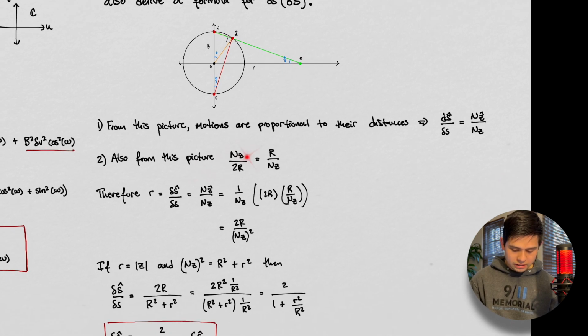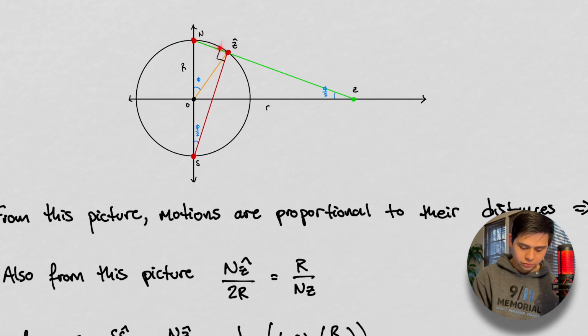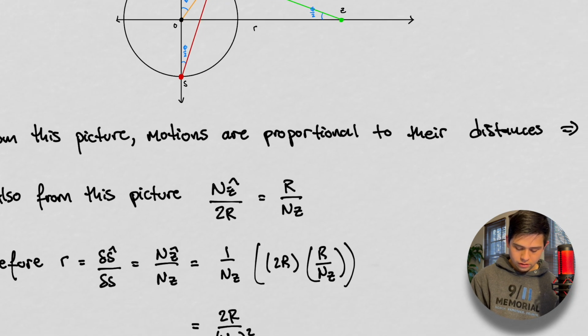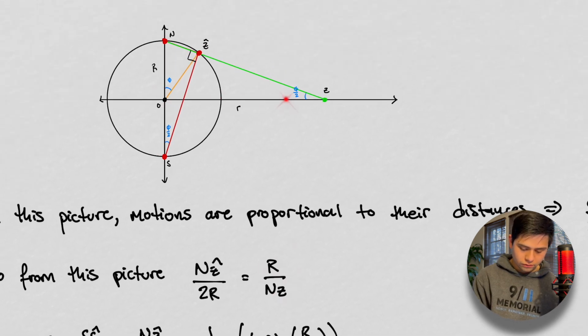Also from this picture, NZ, so again from here to here, over 2R, this distance right here, equals R over NZ hat. So NZ hat over 2R, we're forming a triangle, right? So that we form this triangle now. And R over NZ is forming this triangle right here.